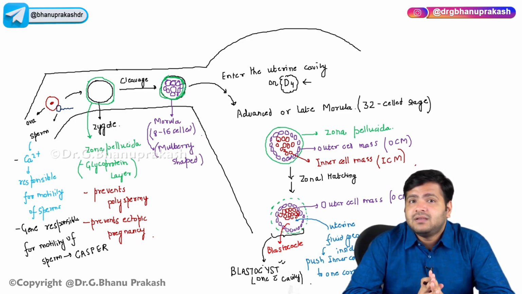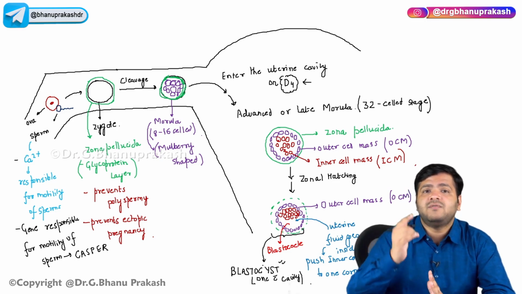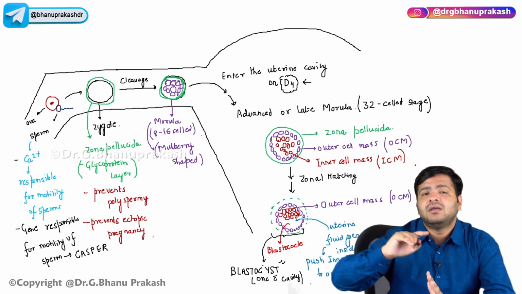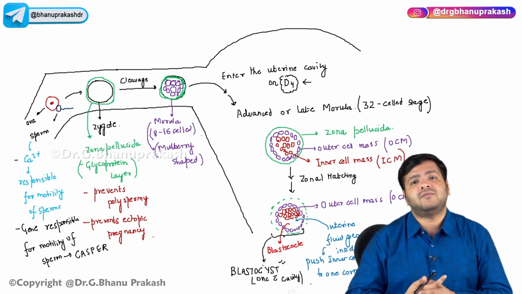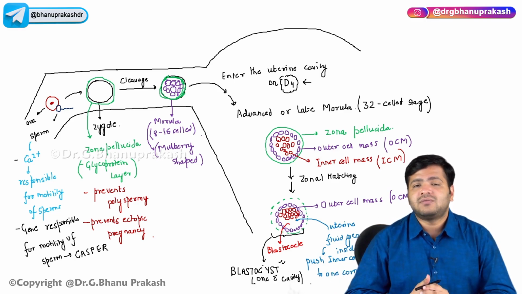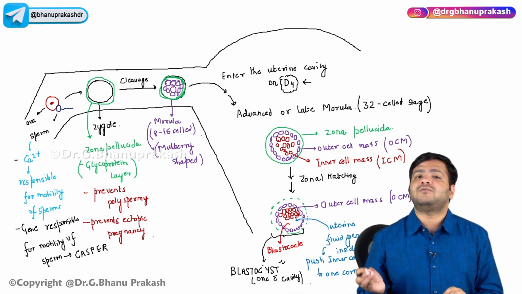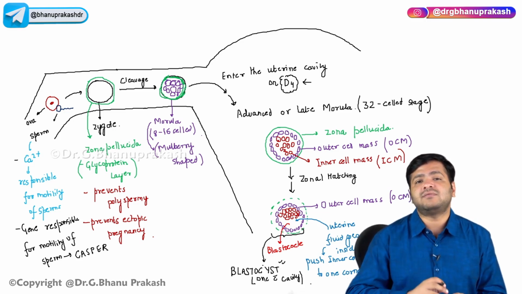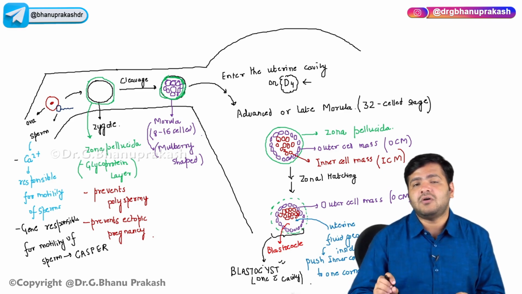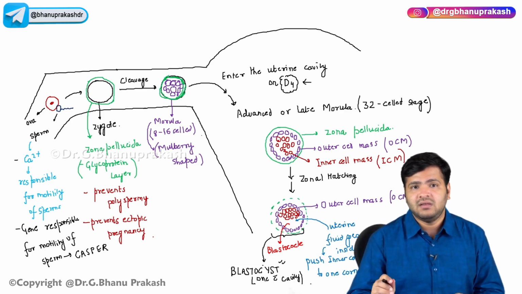Then what will happen? Before the zona pellucida hatching, the cells will be arranged around the periphery, and the ones inside will be called the inner cell mass. The ones arranged outside will be the outer cell mass. Now the zona pellucida will undergo hatching, and after hatching the uterine fluid will be pushed inside and push the inner cell mass to one of the corners, thus creating a cyst or cavity, that is called the blastocele.